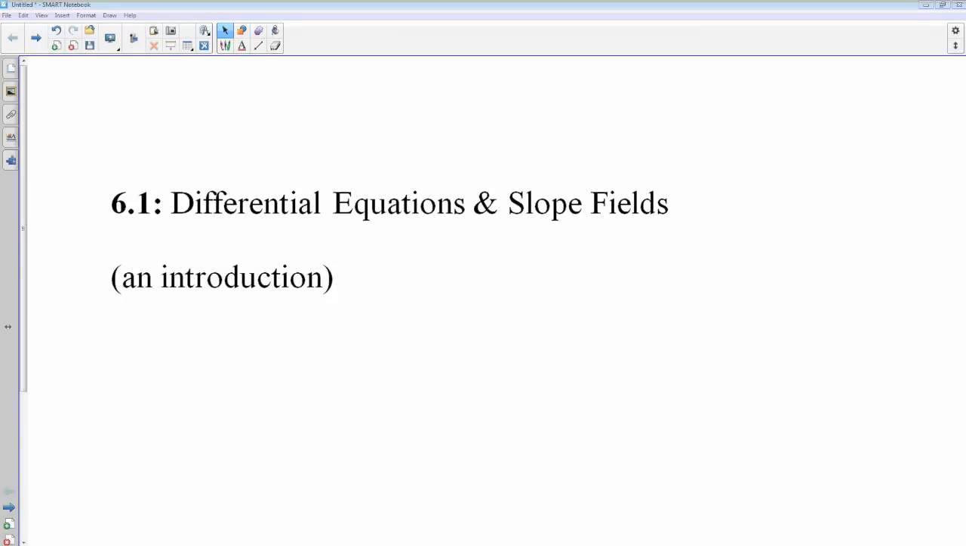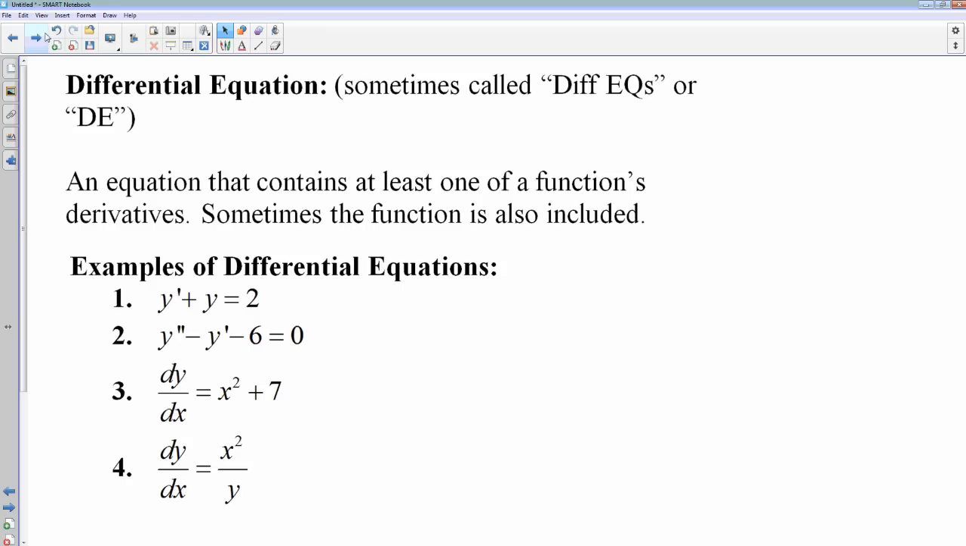Okay, moving into differential equations, which, maybe I'm weird, but I consider differential equations one of the easier things we do in calculus. But I guess if you don't understand derivatives, then this is going to be really, really tough. Okay, so a differential equation is an equation that contains at least one of a function's derivatives. Sometimes the function itself is also included.